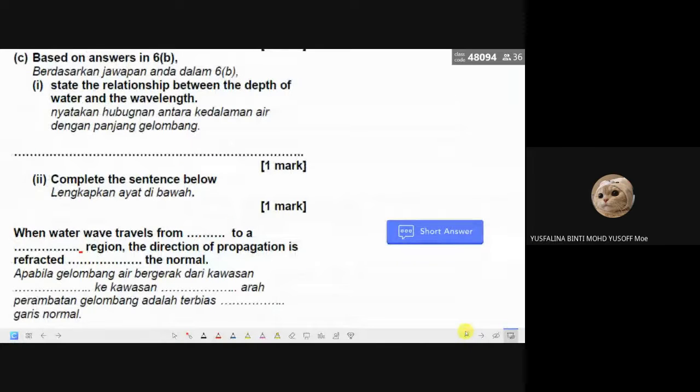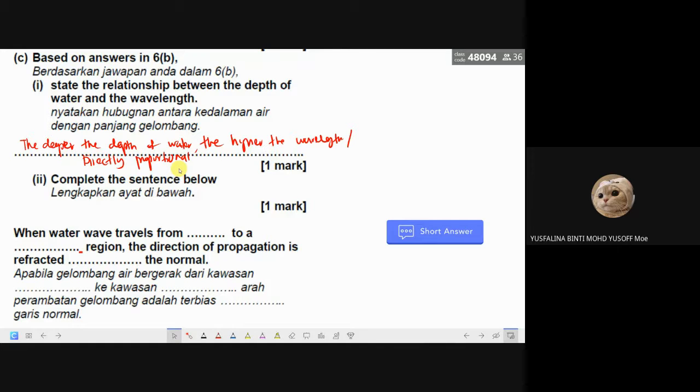Alright, so you have to state the relationship between the depth of the water and the wavelength. So you can put here: the deeper the depth of the water, the higher the wavelength. Or you can use directly proportional. So both answers are correct.